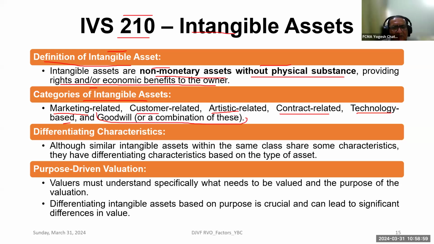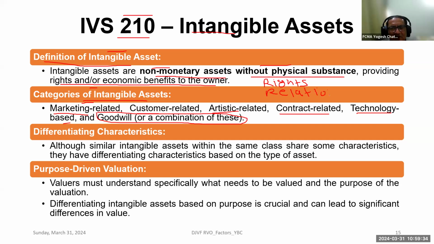As we are all aware, an asset may comprise a combination of these five types of assets. But mainly, if you analyze, we can have three types of intangible assets: those related to rights, relationship, and IPR. Rights, relationship, and IPR are the three major types of intangible assets. IPR stands for intellectual property right.